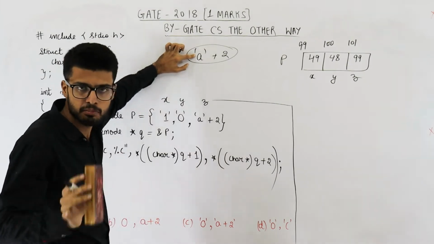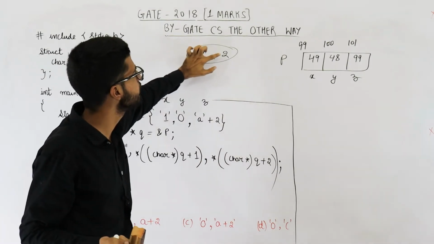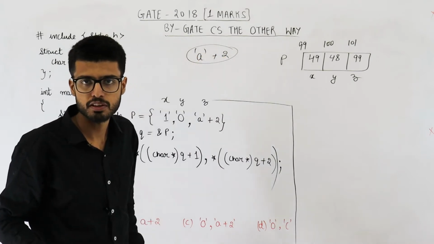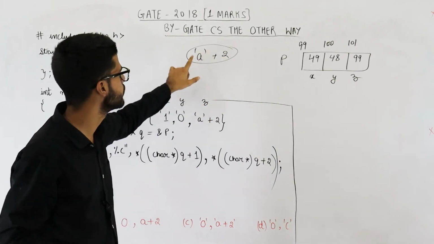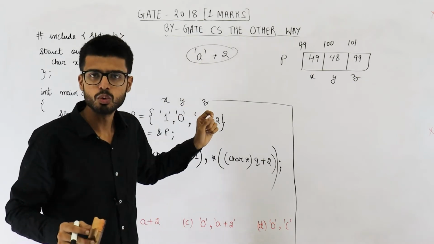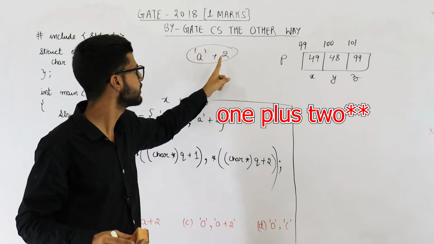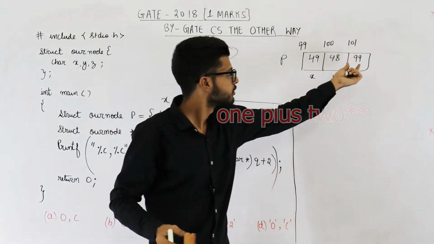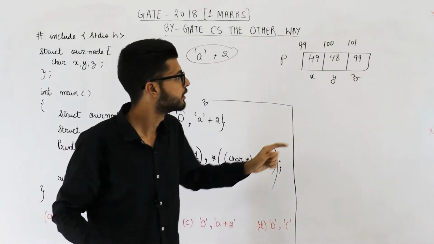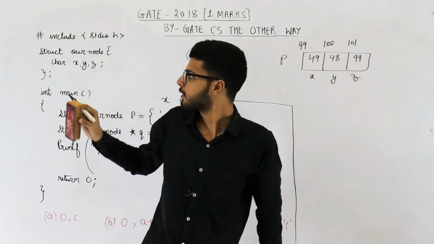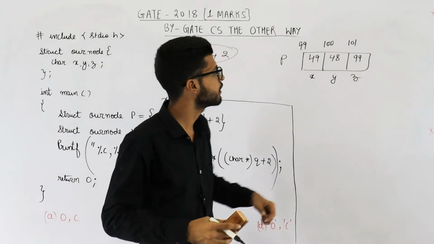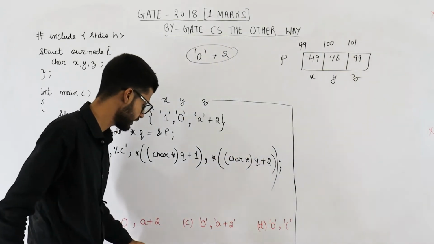A will have some ASCII value. To its ASCII value, if you add 2, you will surely get the ASCII value of C. Whatever is the ASCII value of A, you can assume it to be 1. So B will be 2, C will be 3. 1 plus 2 is obviously C. So here you have saved the ASCII value of character C. This Z is of character type and it can save only characters. So this ASCII value is of character C.